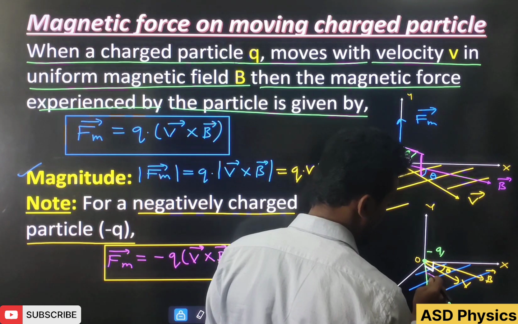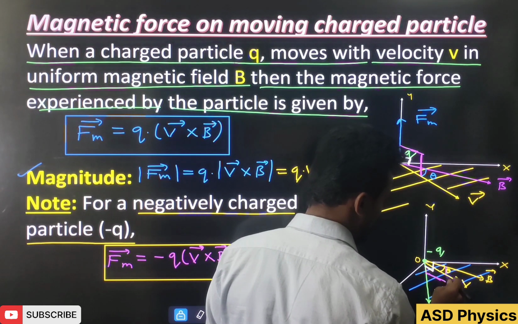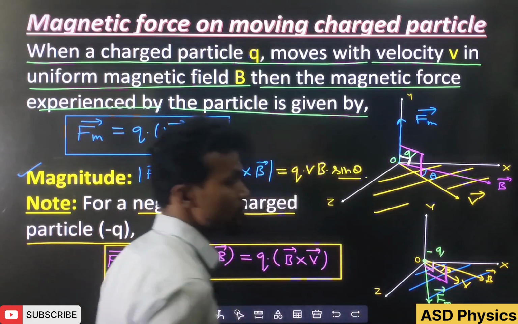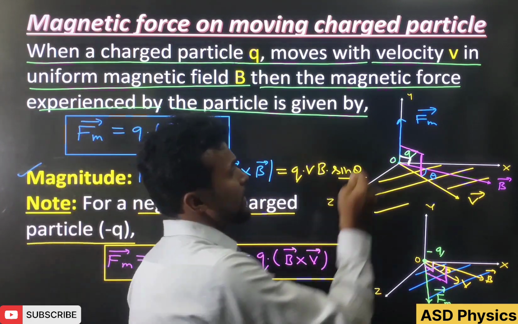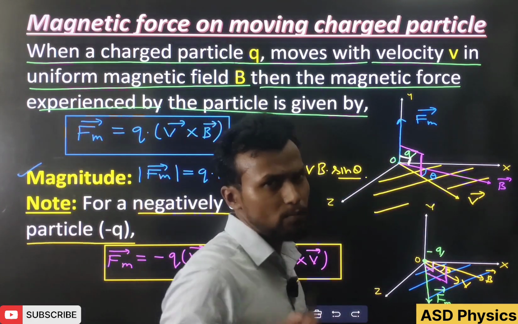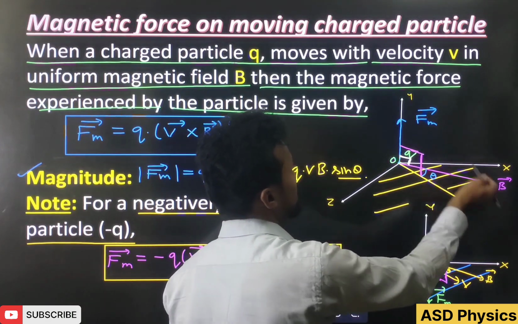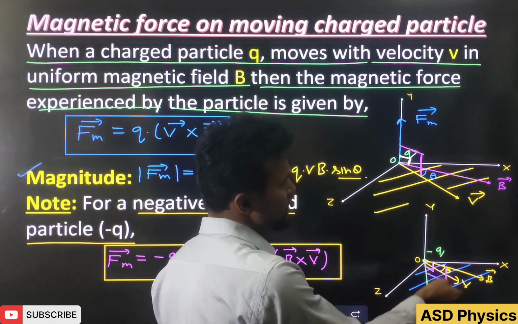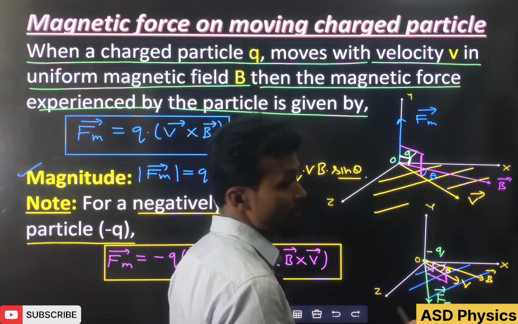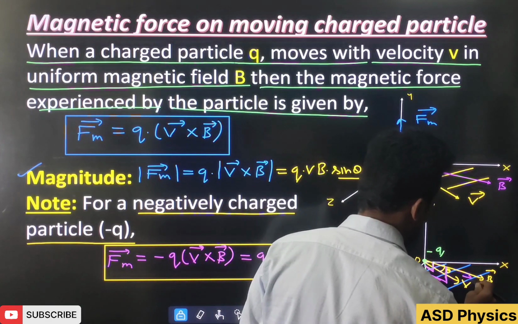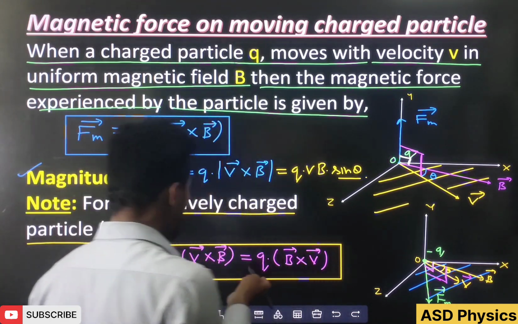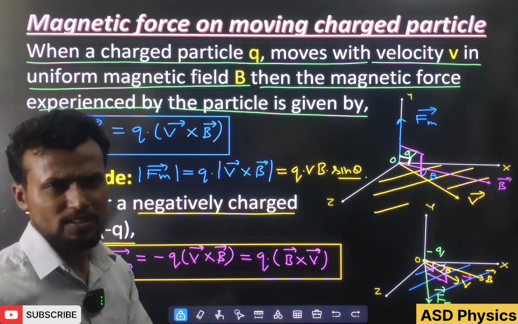Now see here, how am I writing the 90 degree angle? Now, these all are 90 degree. So if I ask the angle between FM and V, how much? 90 degree. Angle between FM and B how much? That is also 90 degree. Here also, just reverse direction, FM and V 90 degree, FM and B also 90 degree. Remember that here. Kindly see very well. Very basic things we are learning here. And here also if you write the magnitude, magnitude will be the same, Q V B sin theta, not a problem.